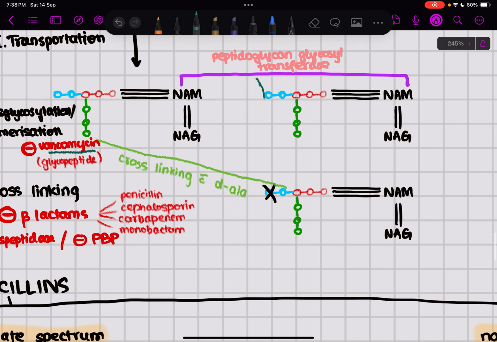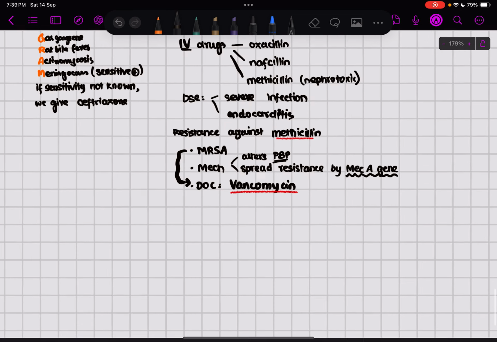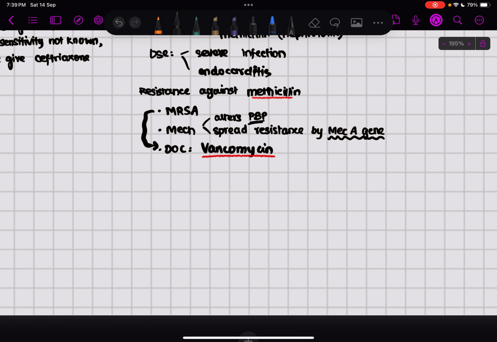Okay, here it wants to bind near to the D-alanine, and this is the vancomycin. Vancomycin is really large, and due to steric hindrance, this bonding is totally prevented from happening. So now what does this vancomycin do? It binds near the D-alanine, so we need to change the D-alanine. The drug of choice is vancomycin for methicillin resistant Staphylococcus aureus.